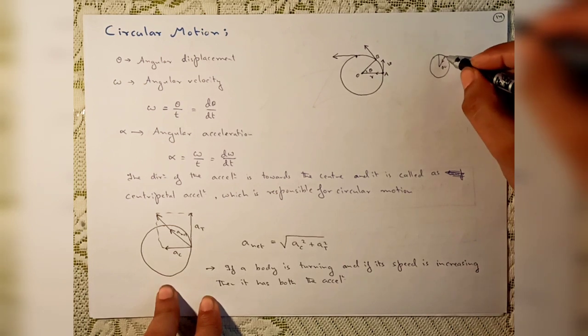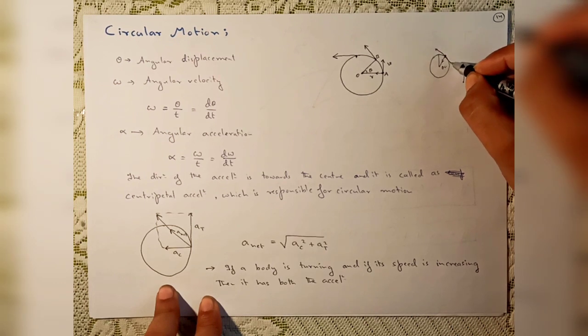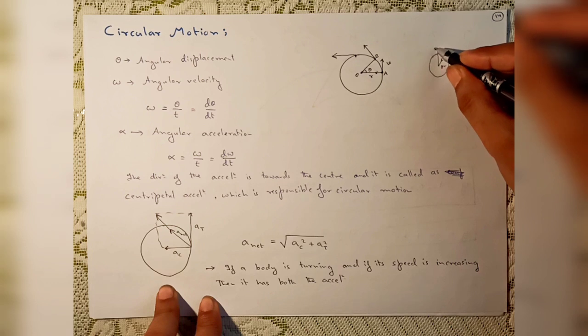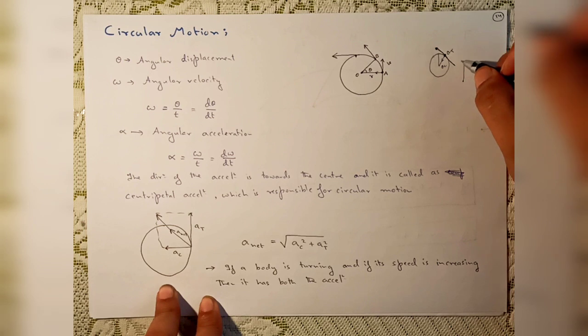But then, if an acceleration is acting at the tangent to this circular motion of the particle, then this type of acceleration is known as tangential acceleration.